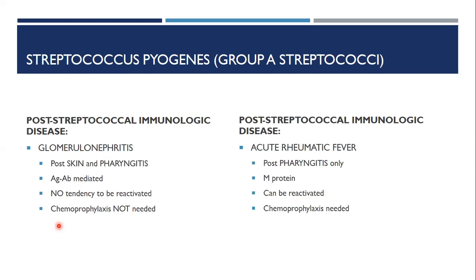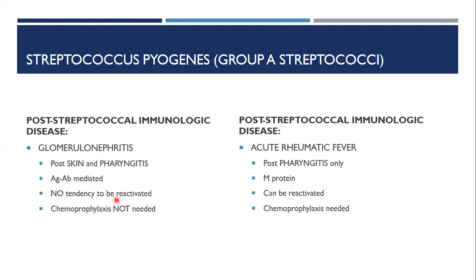So to differentiate the two, glomerulonephritis or APSGN usually follows a post-skin or pharyngitis infection, and rheumatic fever only follows pharyngitis. I mentioned this already. Rheumatic fever is mediated by M protein, which we term molecular mimicry, whereas APSGN is actually due to the formation of antigen-antibody complexes.